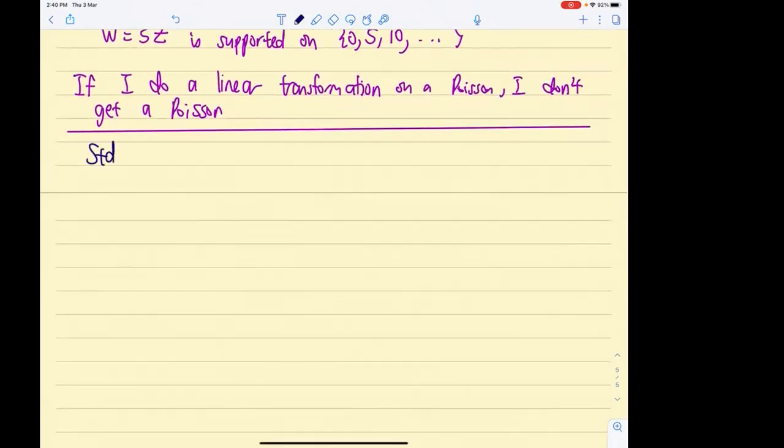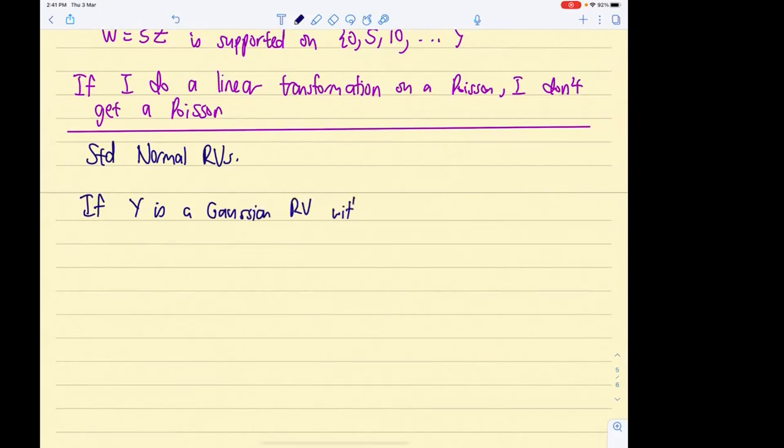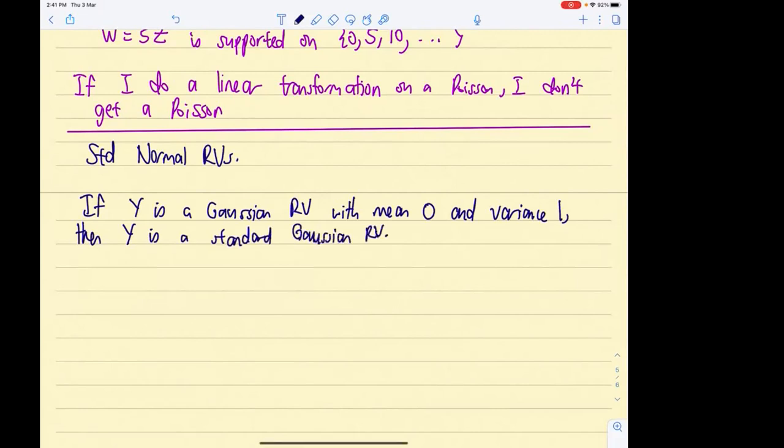So let's consider this special class of random variables known as standard normal random variables. If Y is a Gaussian random variable with mean zero and variance one, then we say that Y is a standard Gaussian random variable. These random variables are very beautiful, particularly because everything is standardized. It is right in the middle and its variance is not too large, not too small.